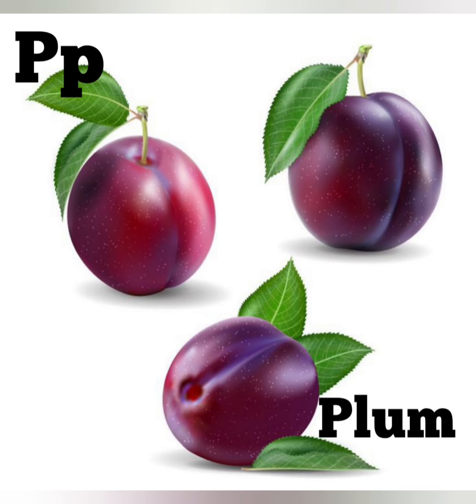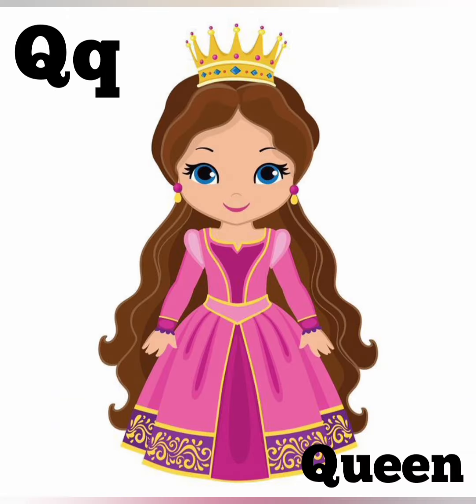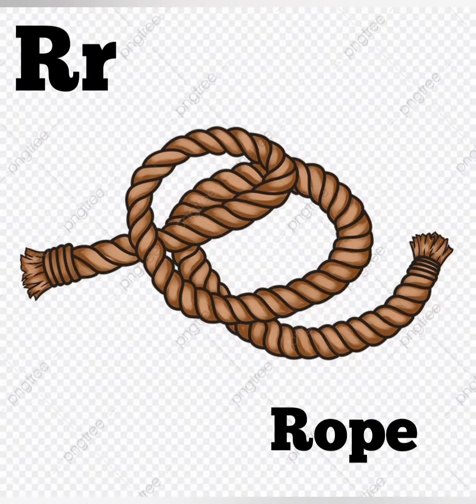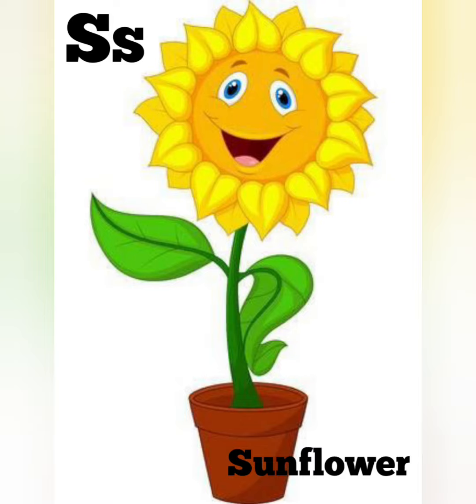P for plum, P for parrot. Q for queen, Q for quail. R for rope, R for rat. S for sun, S for sunflower.